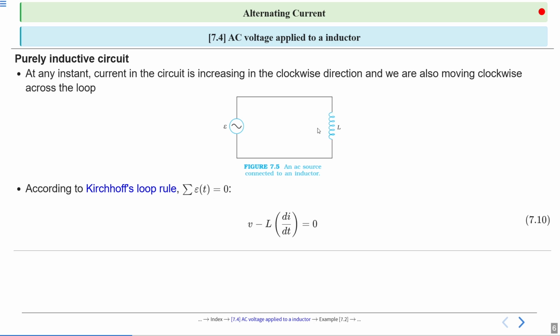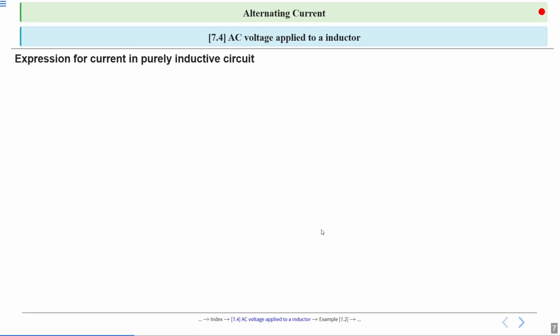So the voltage V and the EMF induced across this inductor, minus L di by dt, sum to 0. Mark this equation as 7.10. So we have found the expression V minus L di by dt equal to 0. We will derive the expression for current in a purely inductive circuit using this expression.